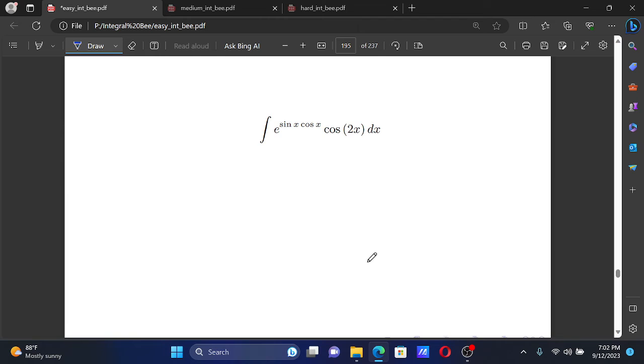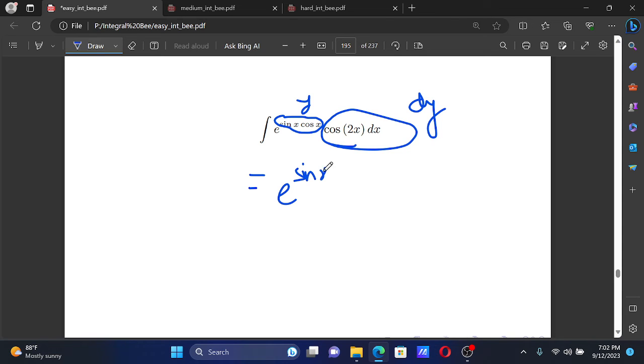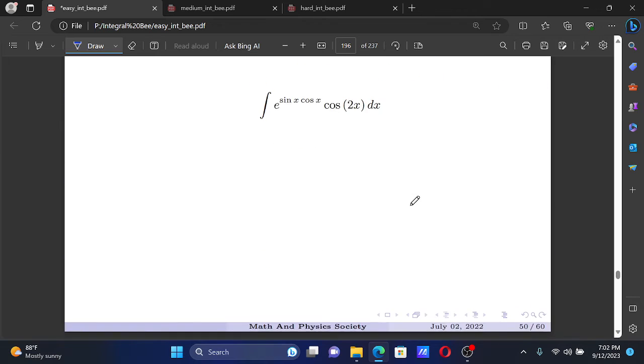And so the next one, for this one, we can just let this expression be y, and we get this as dy. So e to the power y is the answer, and then e to the power sin x cos x plus c. Let's go to the next one.